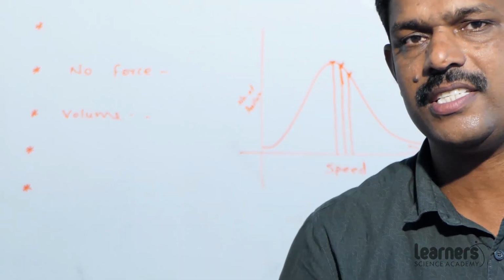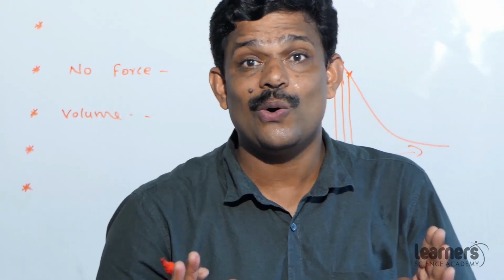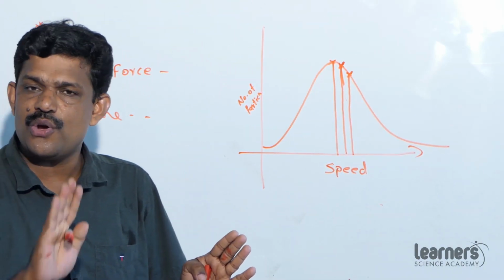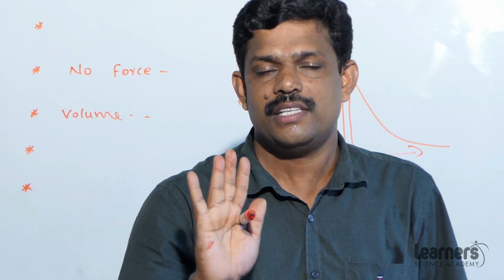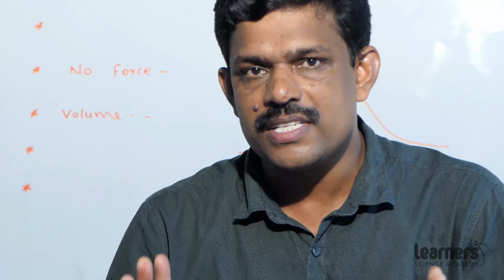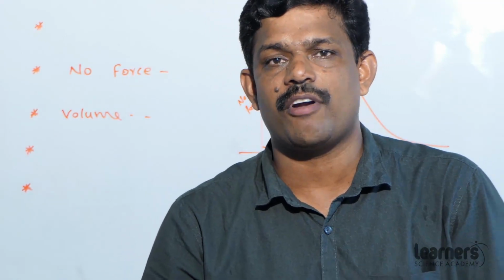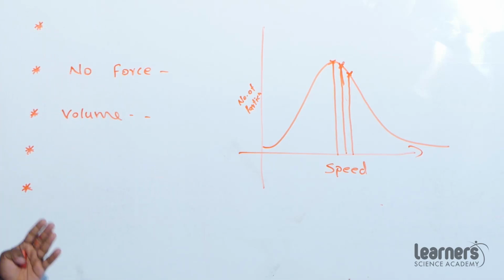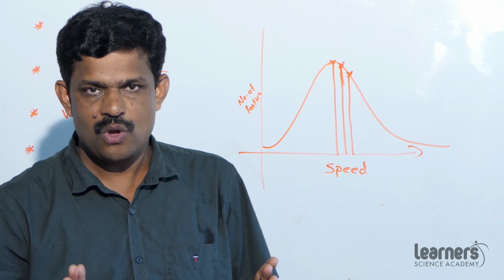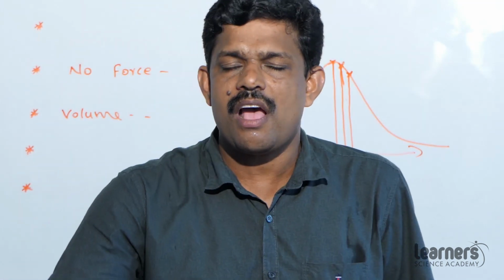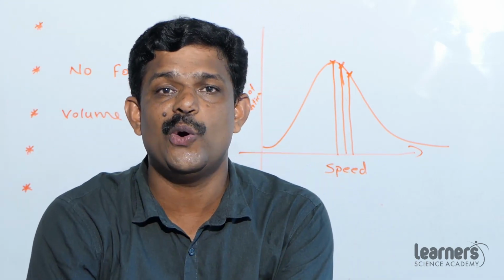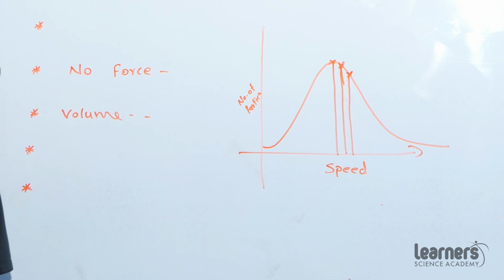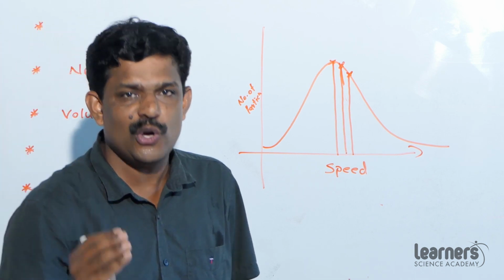For a perfect gas, for an ideal gas, the law stands good. But nowadays on analysis, we found that no gas obeys the ideal gas equation. That is, all gases show a deviation from the ideal gas equation. Real gases obey the ideal gas equation only at very high temperature and low pressure.